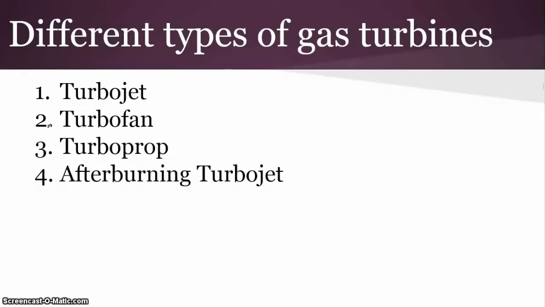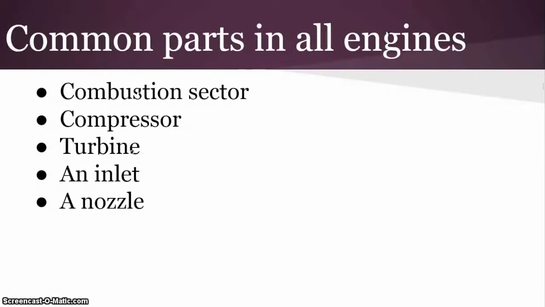In this section, we're going to talk about different types of gas turbines. These are turbojet, turbofan, turboprop, and afterburning turbojet. All these gas turbines share some common parts in their engines: combustion section, compressor, turbine, an inlet, and a nozzle.